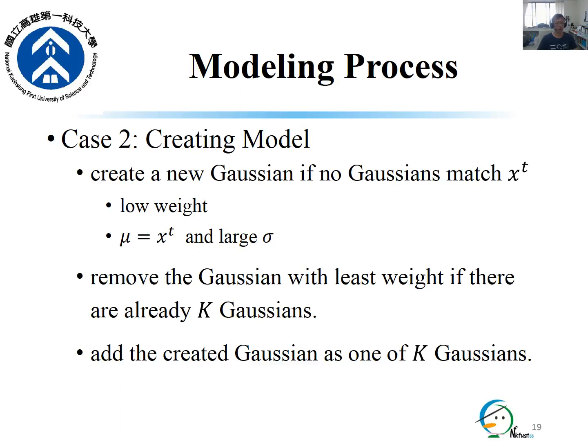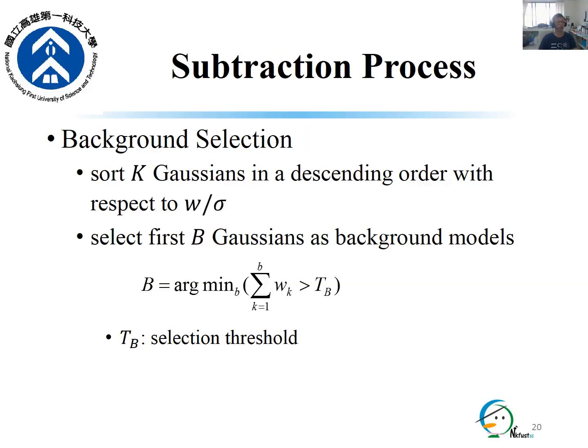After introducing how to model the intensity distribution of a particular point, we next talk about the subtraction process, that is, how to classify the point as foreground or background according to the constructed k Gaussian distributions. The first step of the subtraction process is to select the Gaussians that correspond to the background from the constructed k Gaussians. We call this process background Gaussian selection.